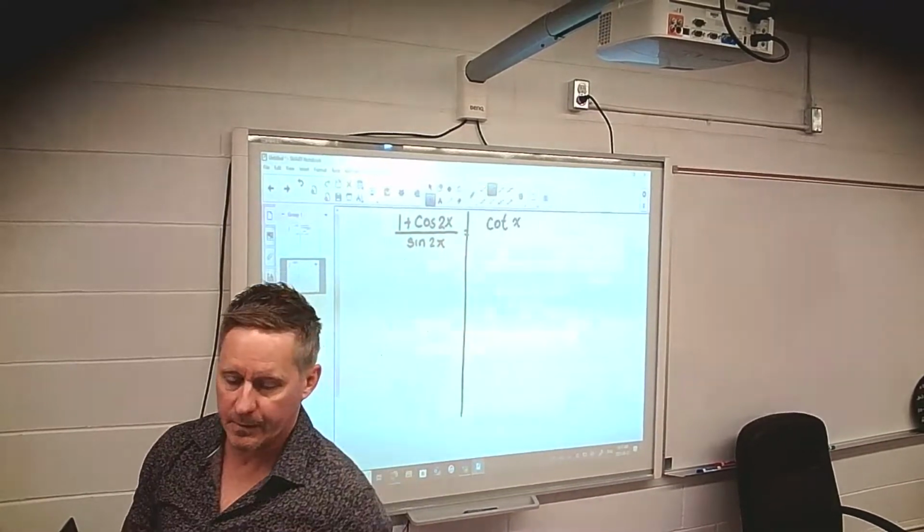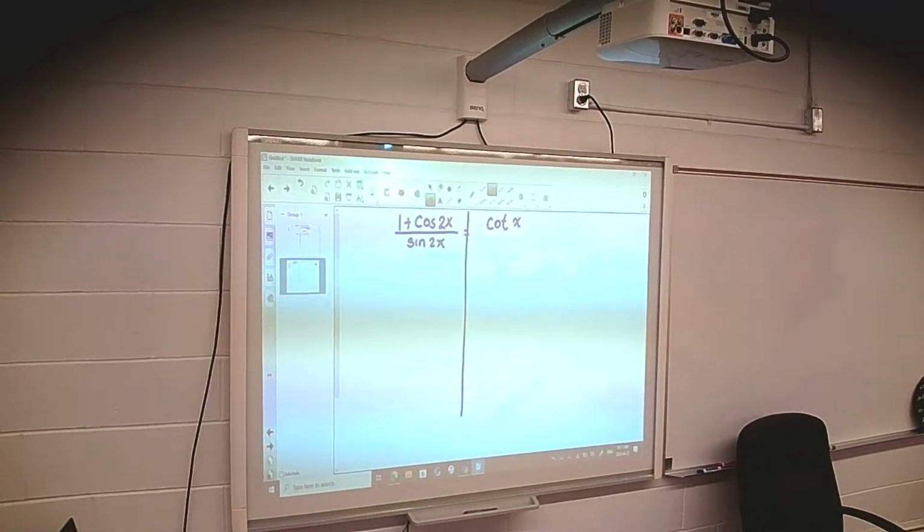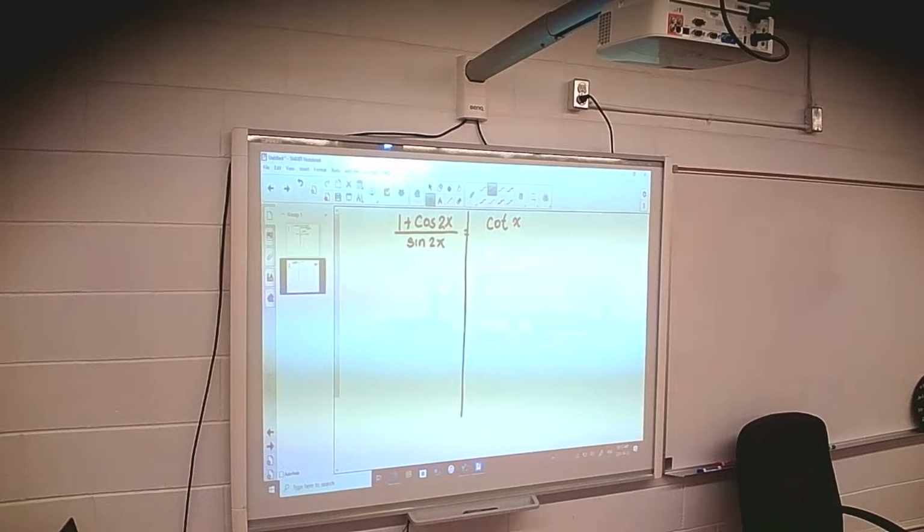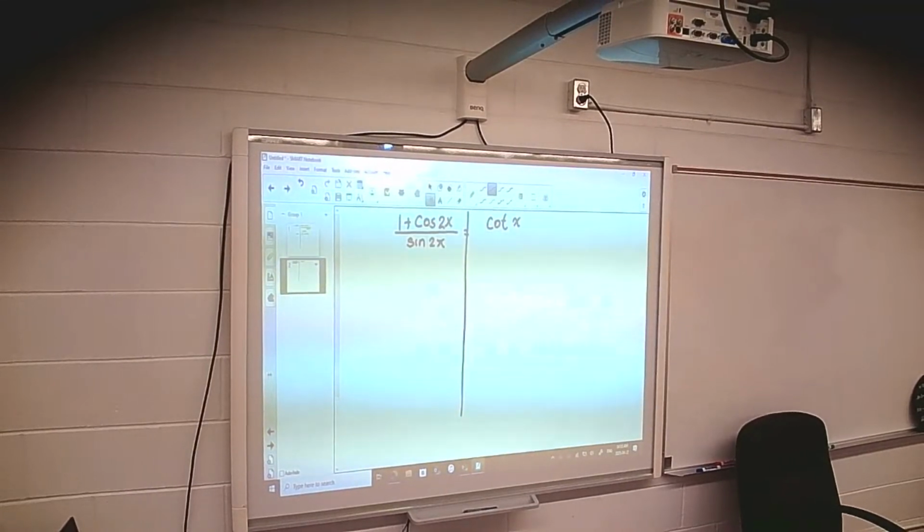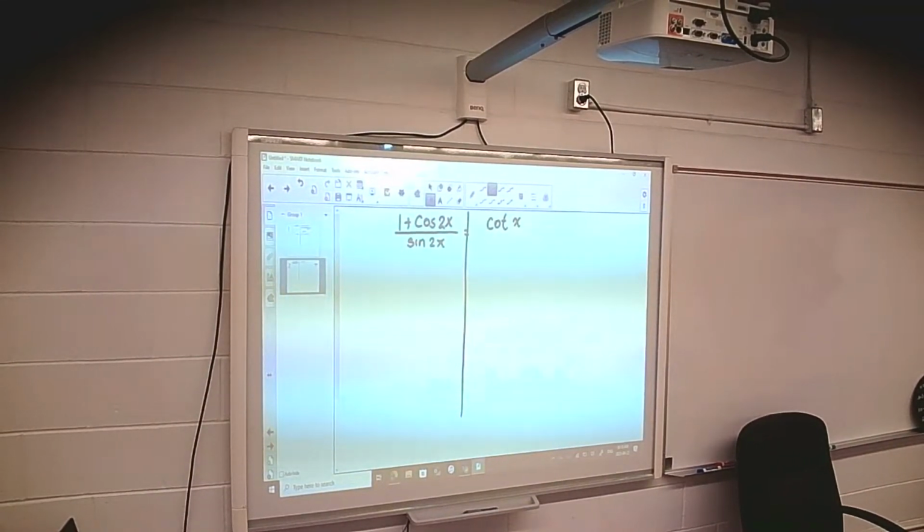Somebody tell me what you notice between the left-hand side and the right-hand side. Which side's more complicated? Left. The other issue you have is what? It's cotan, not tan. It's a double angle. Yes. On the left side, you have a double angle. On the right side, you have a singular angle. So the first thing that you're thinking automatically, I've got to get those double angles to single angles, identities.